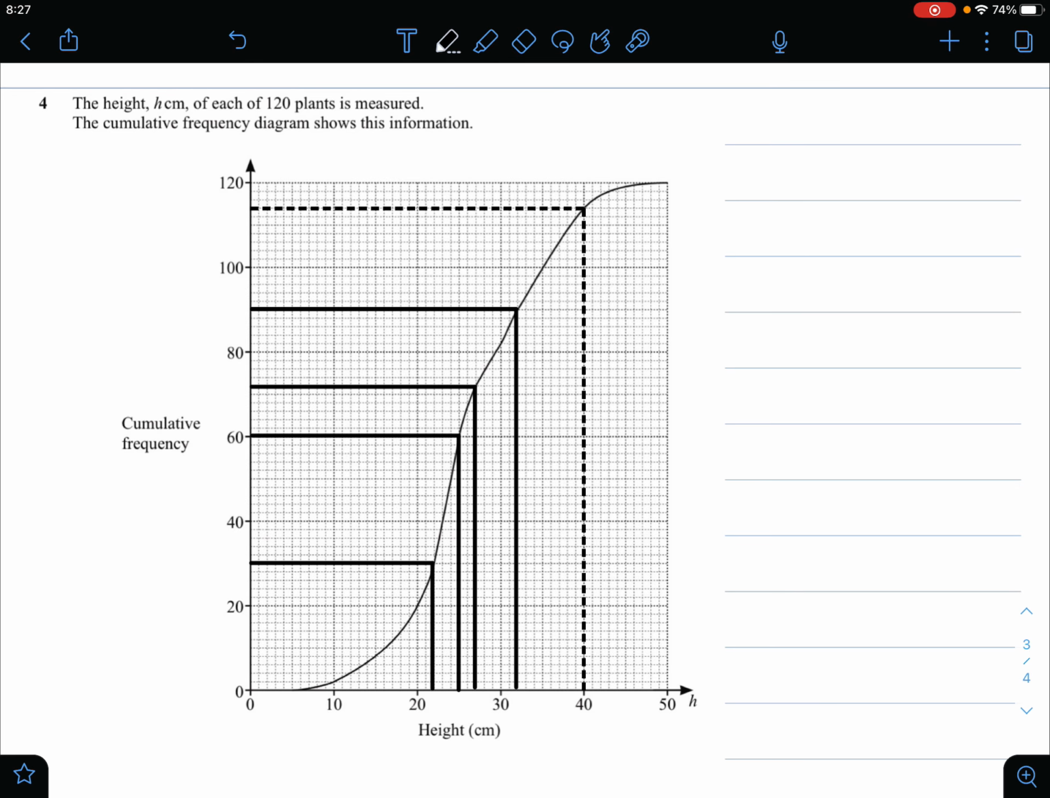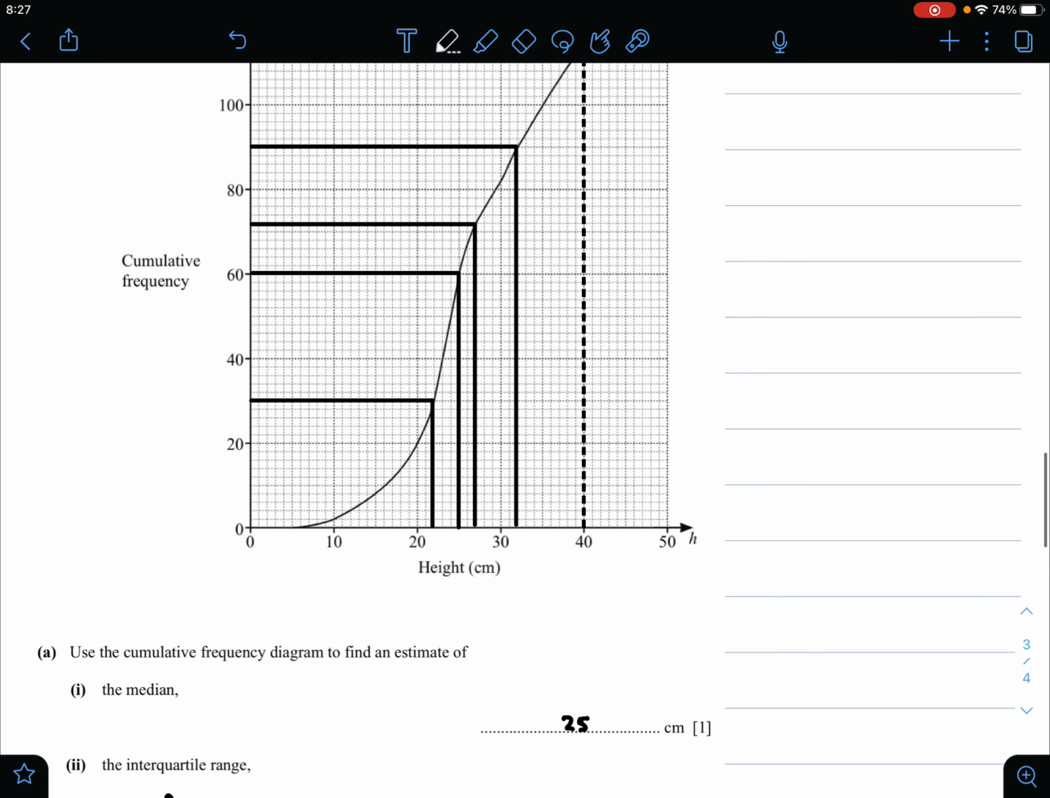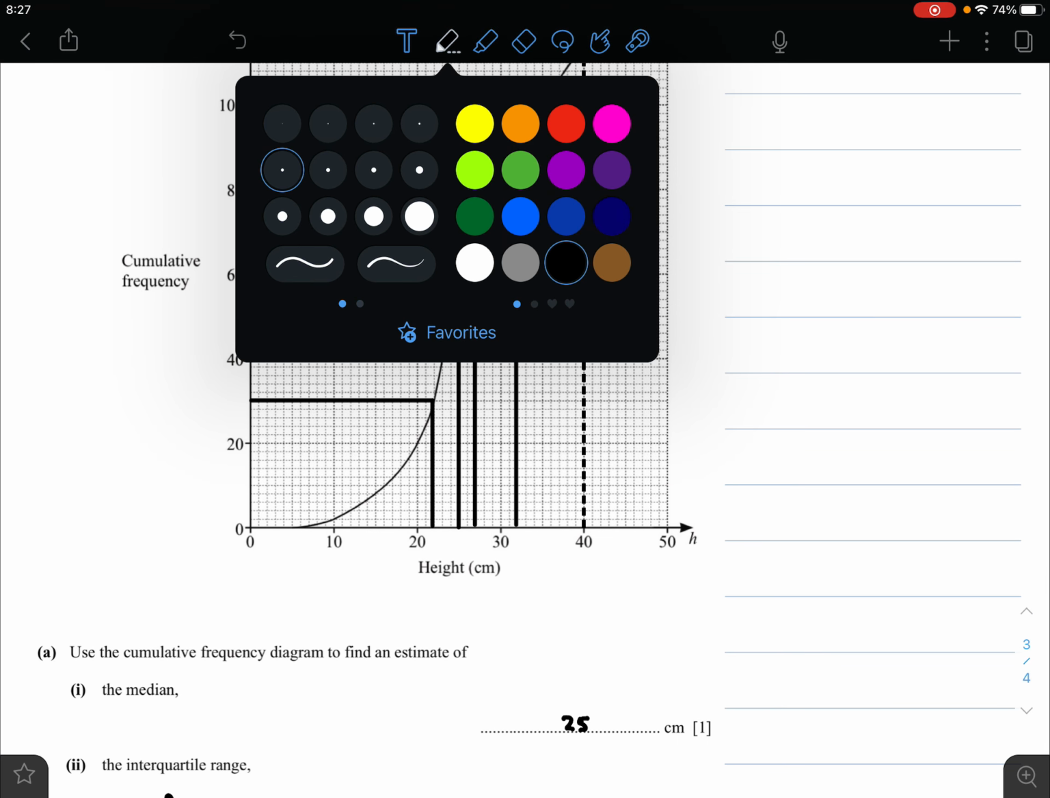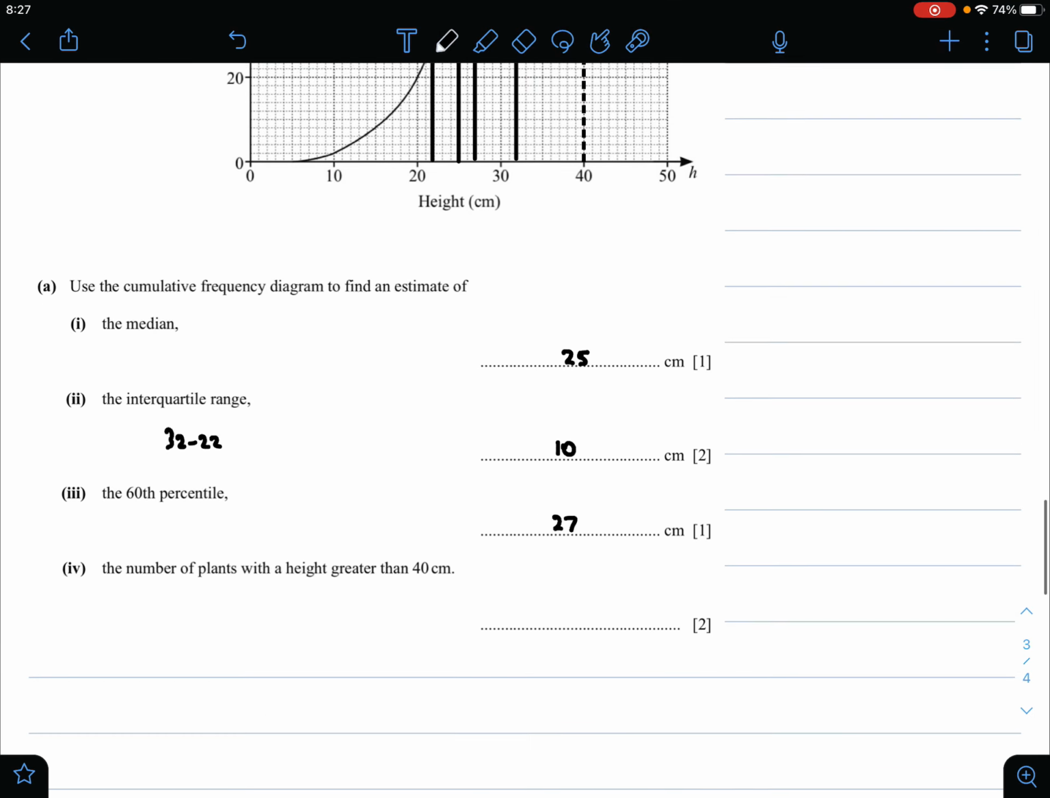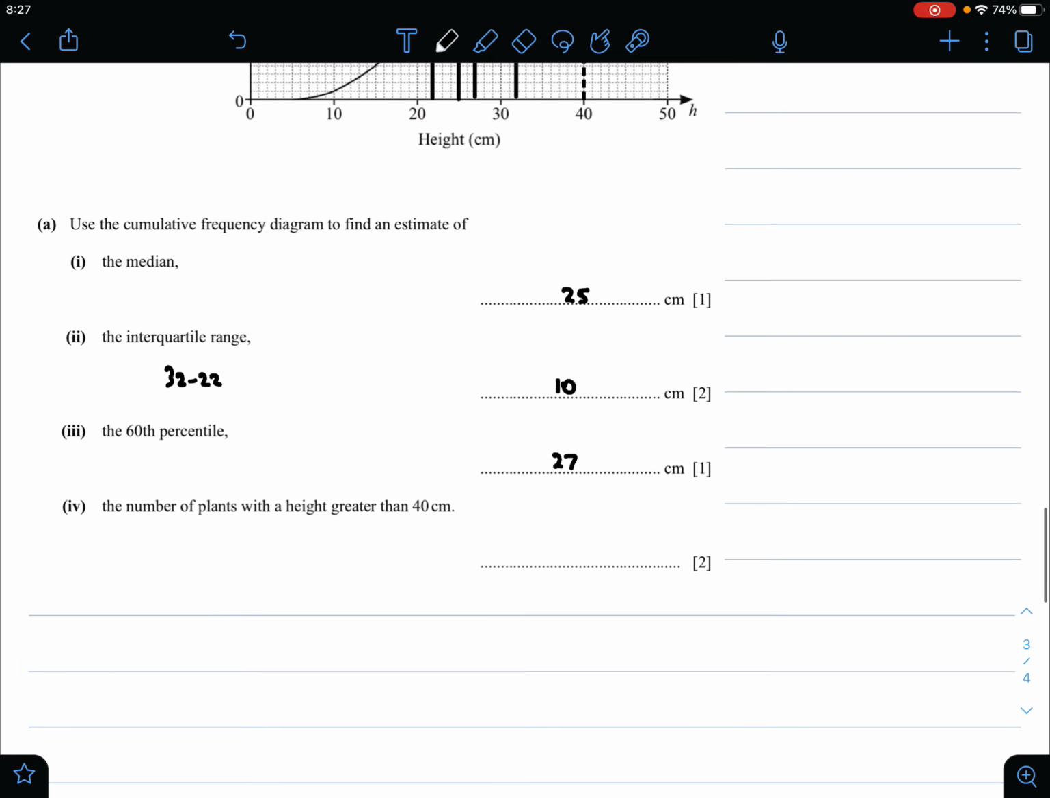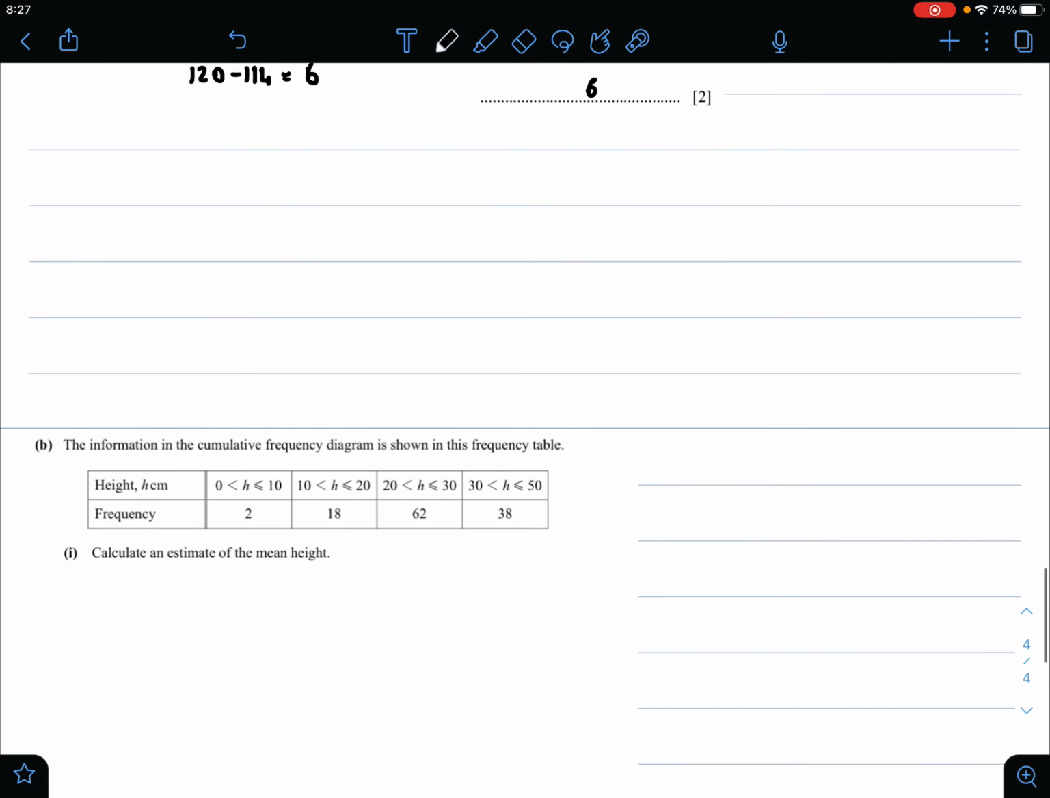In this case, the line is connecting to the y-axis at the point of 114. So what you do is you simply do 120 minus 114, because they are asking us for the number of plants with a height greater than 40. So 120 minus 114 is equal to 6. So 6 plants have a height greater than 40. Now let's move to part B of the question.